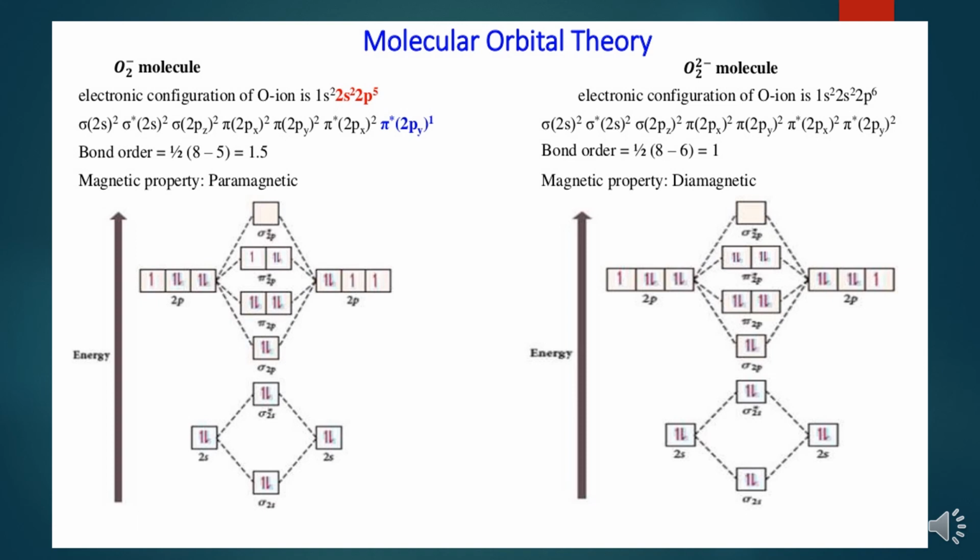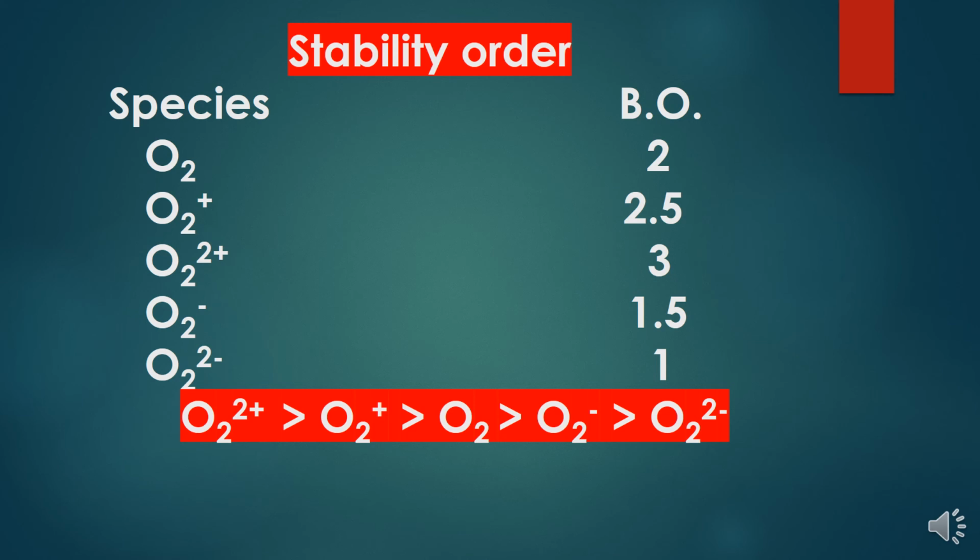So let us see what the relative stability will be for these different species which are made by O2. Stability order is directly related to bond order. Hence, bond order is highest for O2 2 positive, so O2 2 positive will be most stable, followed by O2 positive, that is oxygenyl cation, which has bond order 2.5. Next, followed by the oxygen molecule with bond order 2. Then superoxide ion with bond order 1.5, and at last peroxide ion with bond order 1.